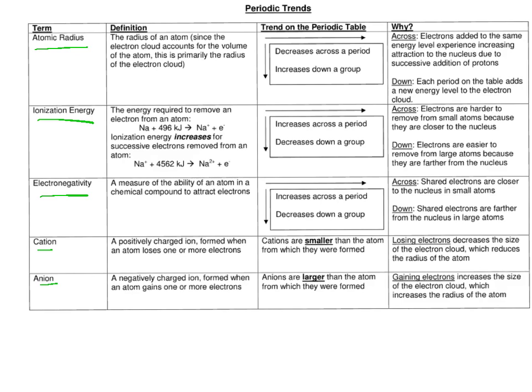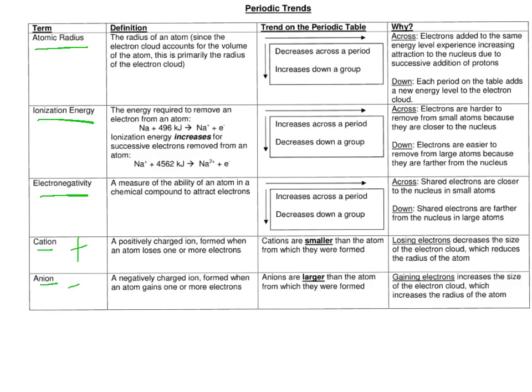A cation is an atom that has lost electrons, so it's positively charged. And an anion is an atom that has gained valence electrons and is going to be negatively charged.